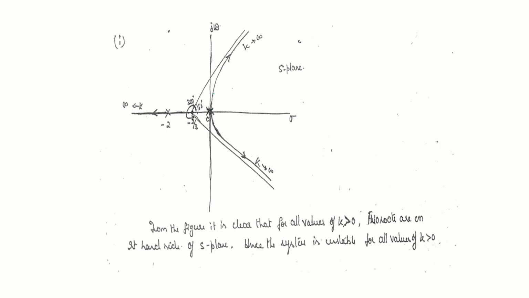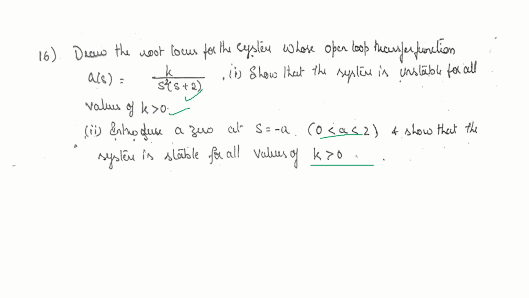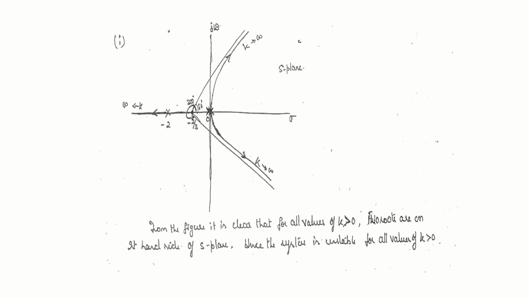You get the root locus like this, correct? s squared. There are 2 poles at the origin, so obviously there is a breakaway point here, and the root locus will go like this. For all values of k greater than 0, it is unstable. Here k equal to 0. Okay.